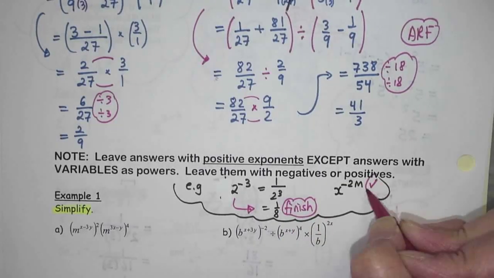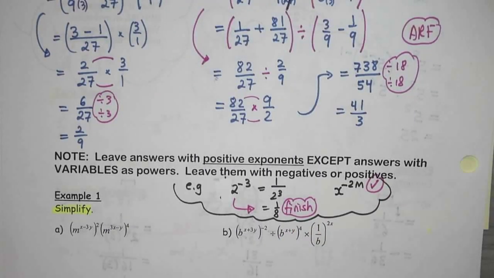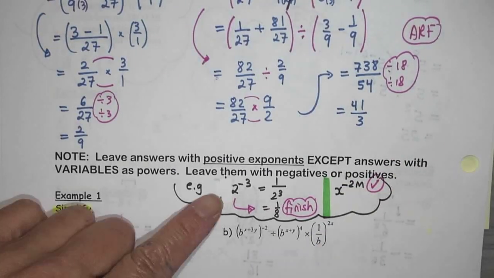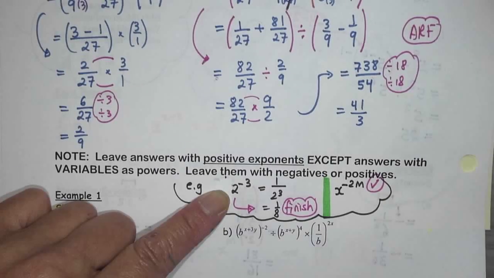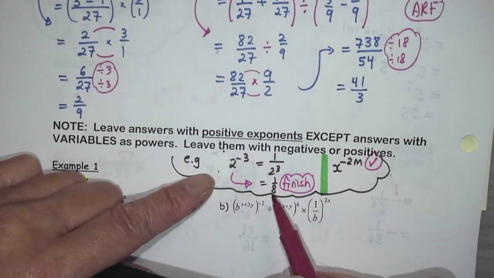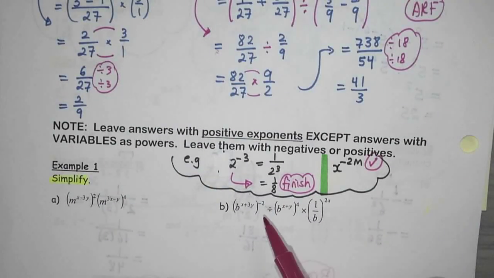Right? This one, you can stop here. So these are 2 different examples. If my answer looks like this, 2 to the negative 3, I would want you to keep finishing it. Go 1 over 2 to the 3, 1 over 8. So finish it off. Okay?